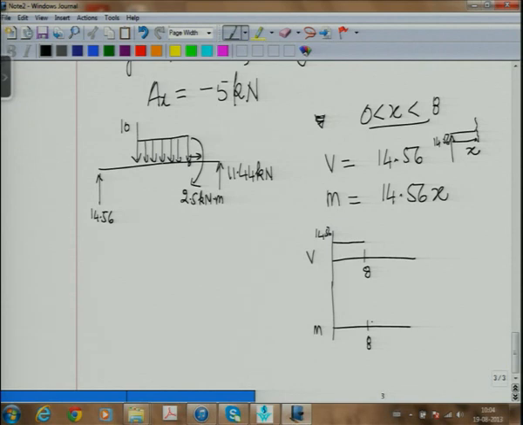What about the bending moment? Bending moment starts from 0 and then it becomes 14.56 x. So, that means the bending moment will go like a straight line starting from 0, and this is 14.56 x. So, this value if we need, we can work it out, 14.56 multiplied by 8. Is this clear? So, this is the first part.